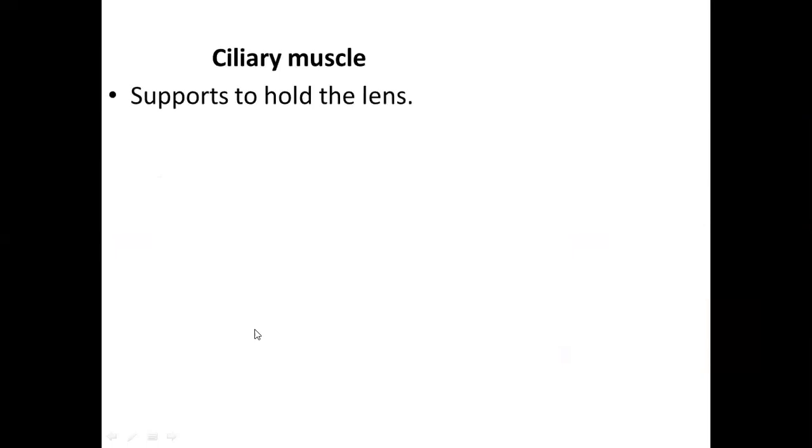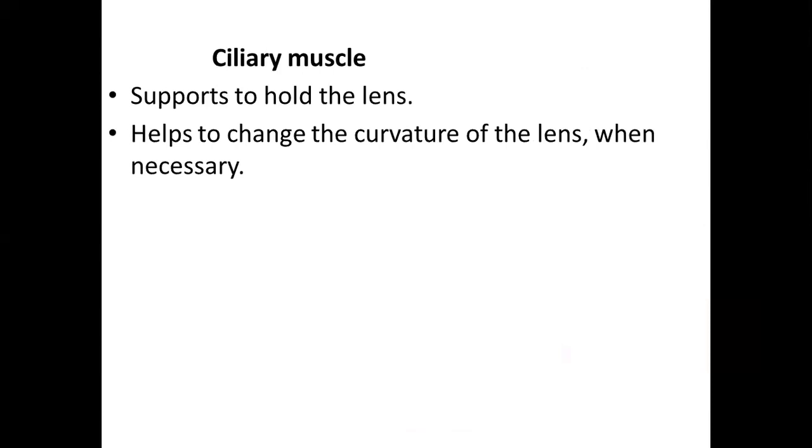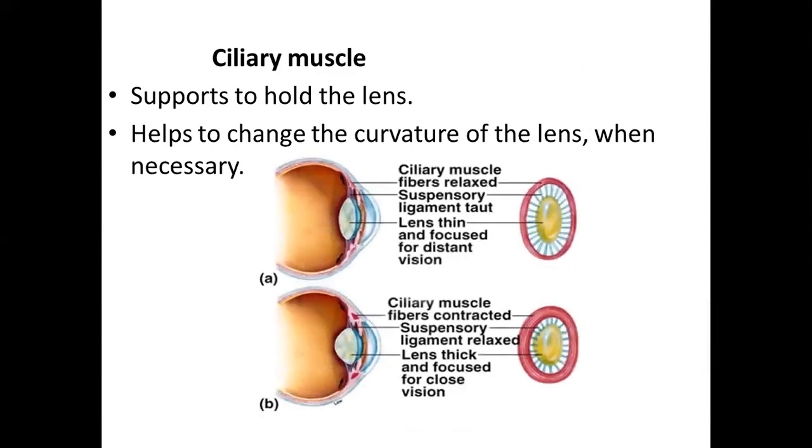Ciliary muscles support to hold the lens. What are the ciliary muscles doing? They support to hold the lens and help to change the curvature of the lens when necessary. When the ciliary muscle fibers are relaxed, it looks like this, right?